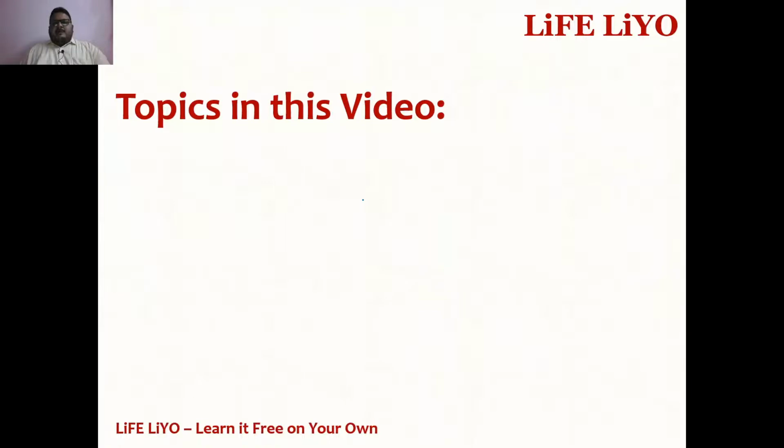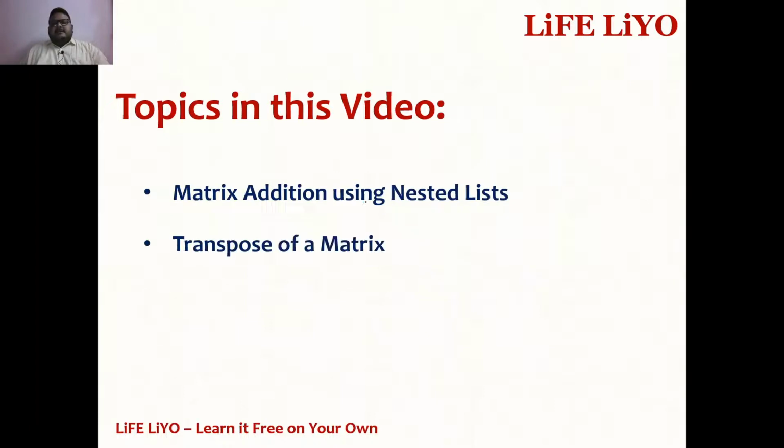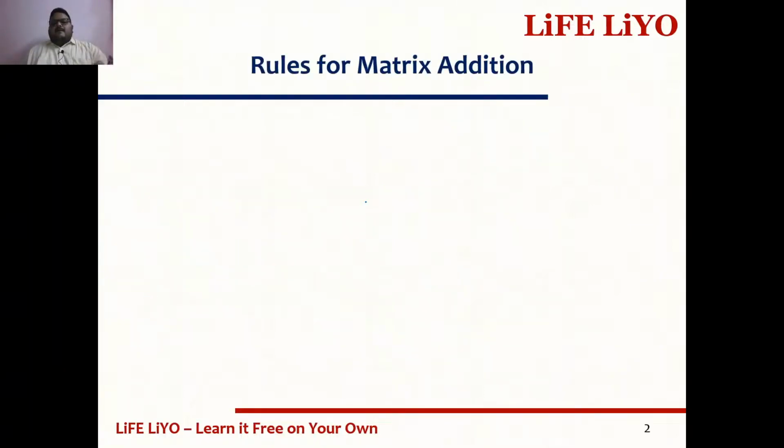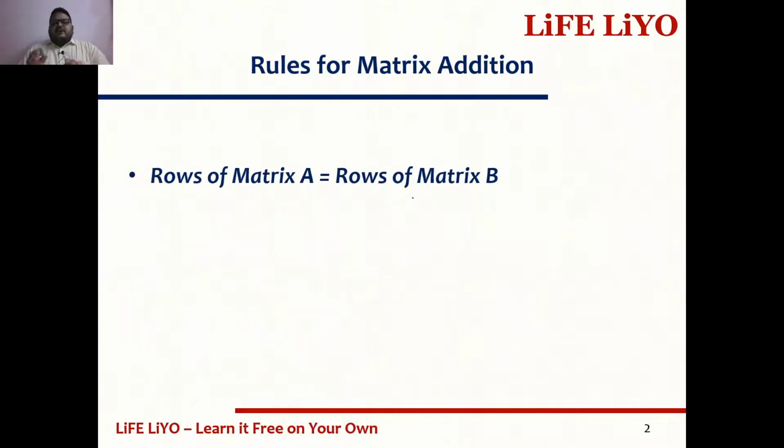In this video I am going to discuss various matrix operations such as matrix addition using nested lists, transpose of a matrix, and matrix multiplication using nested lists. First, what are the rules for matrix addition? To perform matrix addition, we must follow some rules. The first one is that the rows of matrix A should be equal to the rows of matrix B.